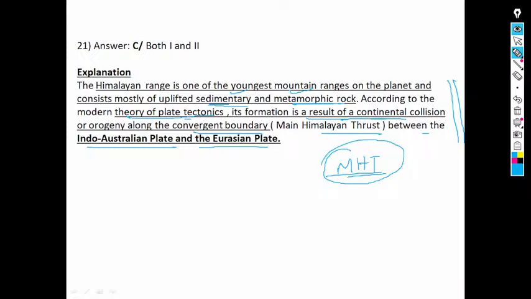That is the Main Himalayan Thrust, MHT, between the Indo-Australian plate and the Eurasian plate. So, modern plate tectonics: formation by continental collision or orogeny along the convergent boundary. That is the Main Himalayan Thrust between the Indo-Australian plate and the Eurasian plate.